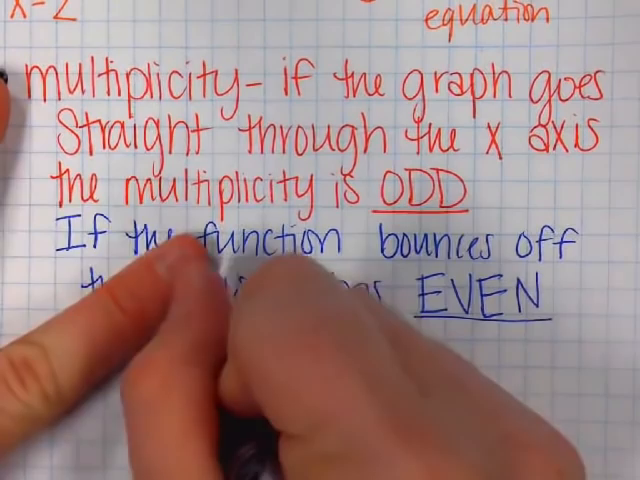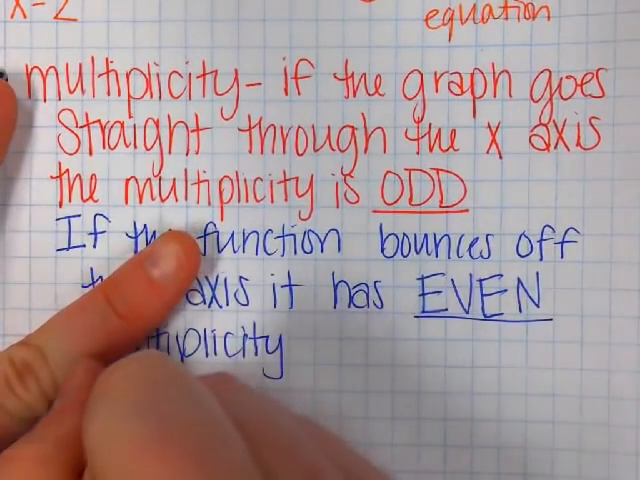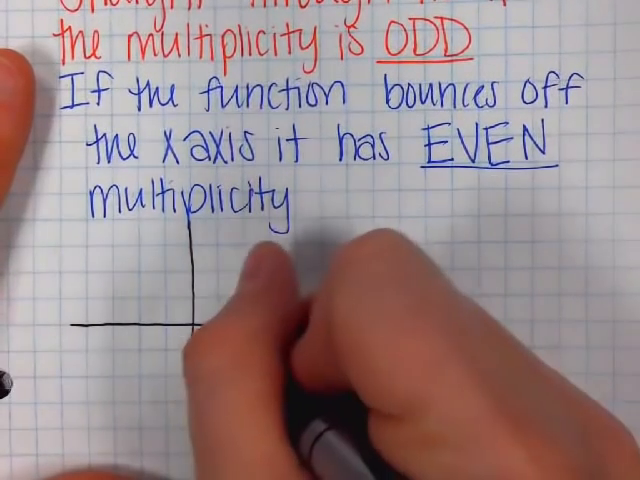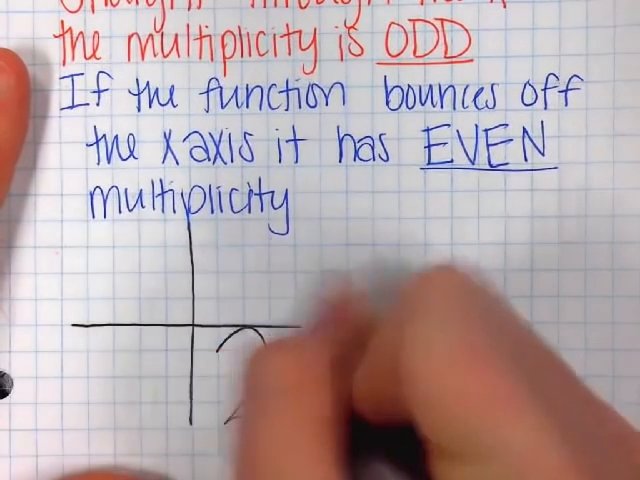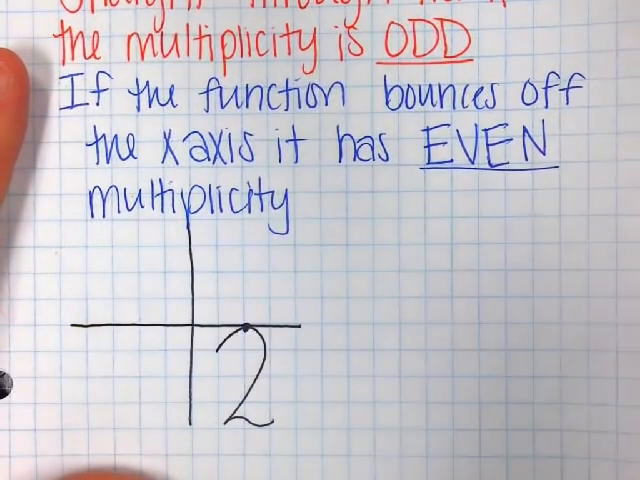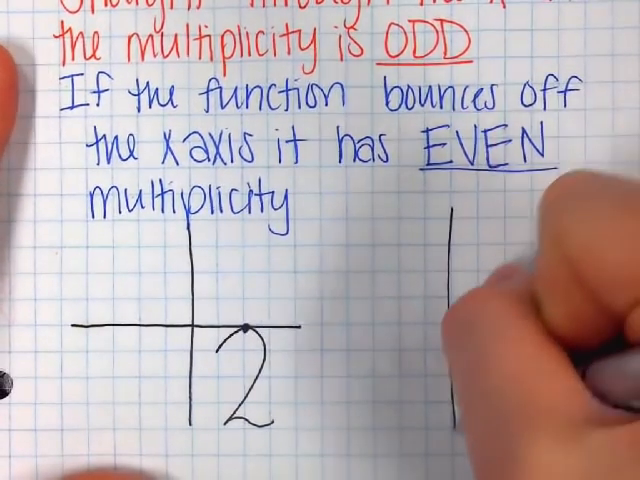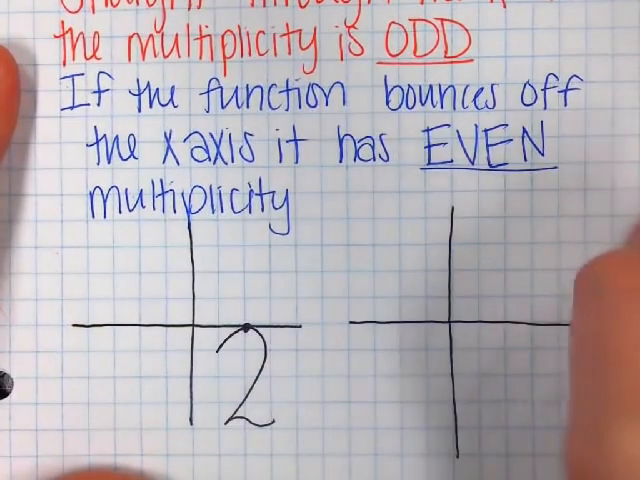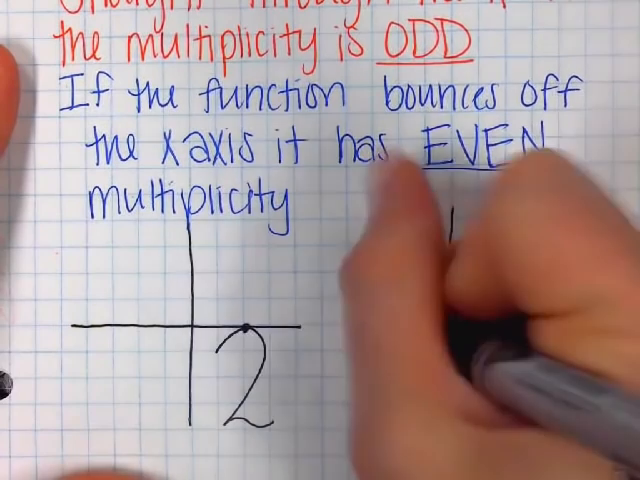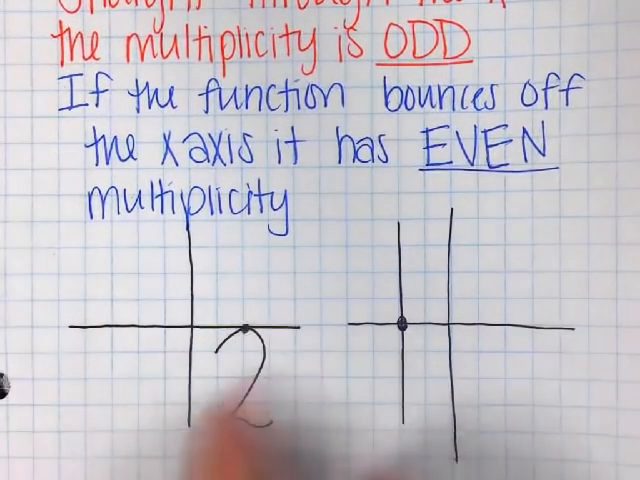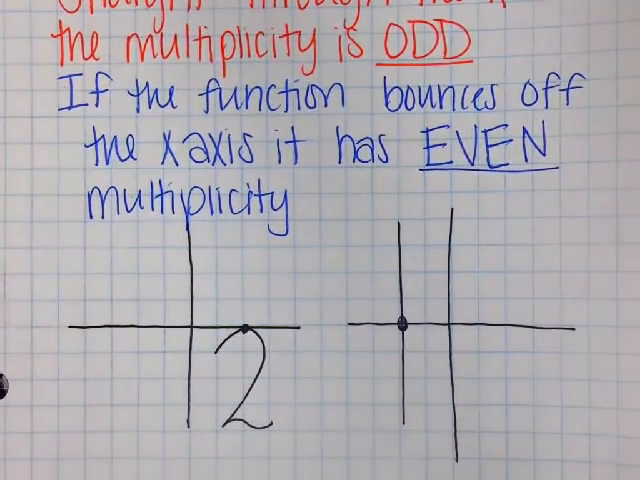The trick that I always like to use is if it's a 2 or even, it's going to bounce off. If it's odd or just has a multiplicity of 1, it's going to go straight through. So 1 goes straight through, 2 bounces off.